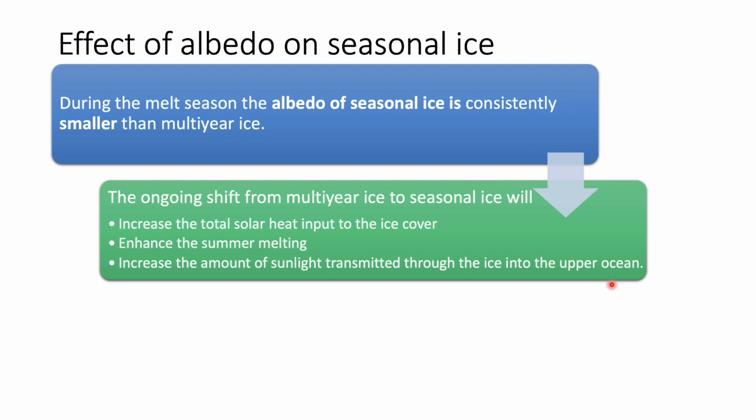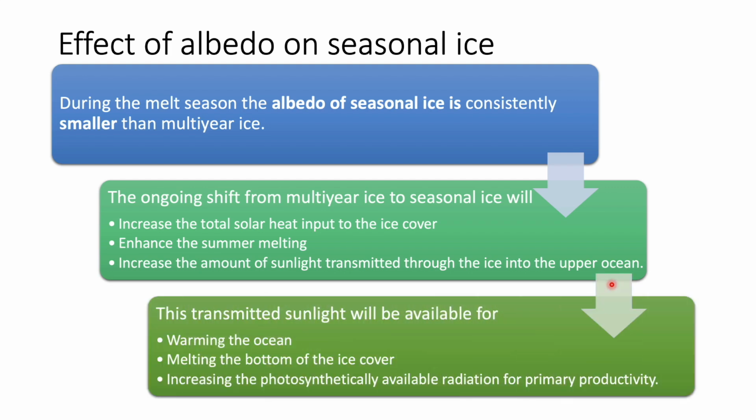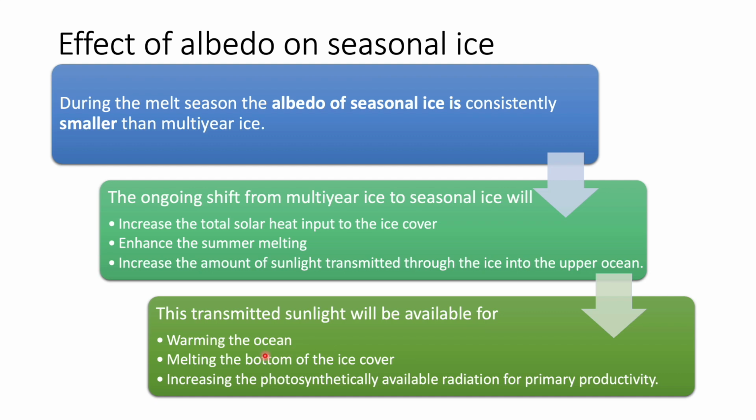So this is how the ice gets melted very quickly in the summer. This is the seasonal change that happens in the Arctic, and this transmitted sunlight will be available actually if the top of the ice ocean is not having any more ice, then more and more sunlight will pass through the water. So this will again lead to warming of the ocean, and it also melts the bottom of the ice cover, and then this increases the photosynthetically available radiation for primary productivity.